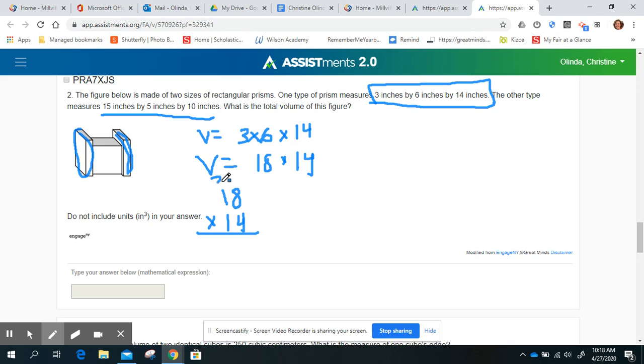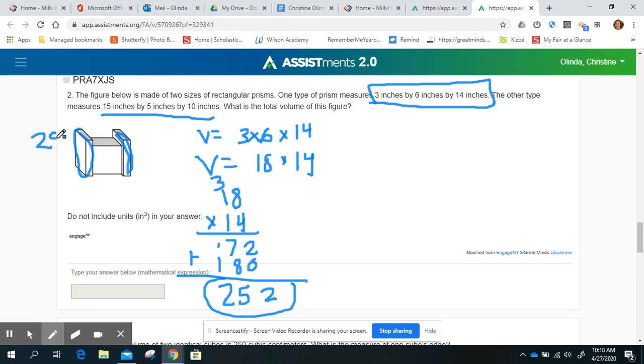8 times 4 is 32. 4, 5, 6, 7. Put my place value. 8, 1, and I can add. 7 plus 8 is 15. And I get 252. All right. What I'll need to remember, though, is that I'll need to do this twice, one for each prism. So this one is 252. This one is also 252.